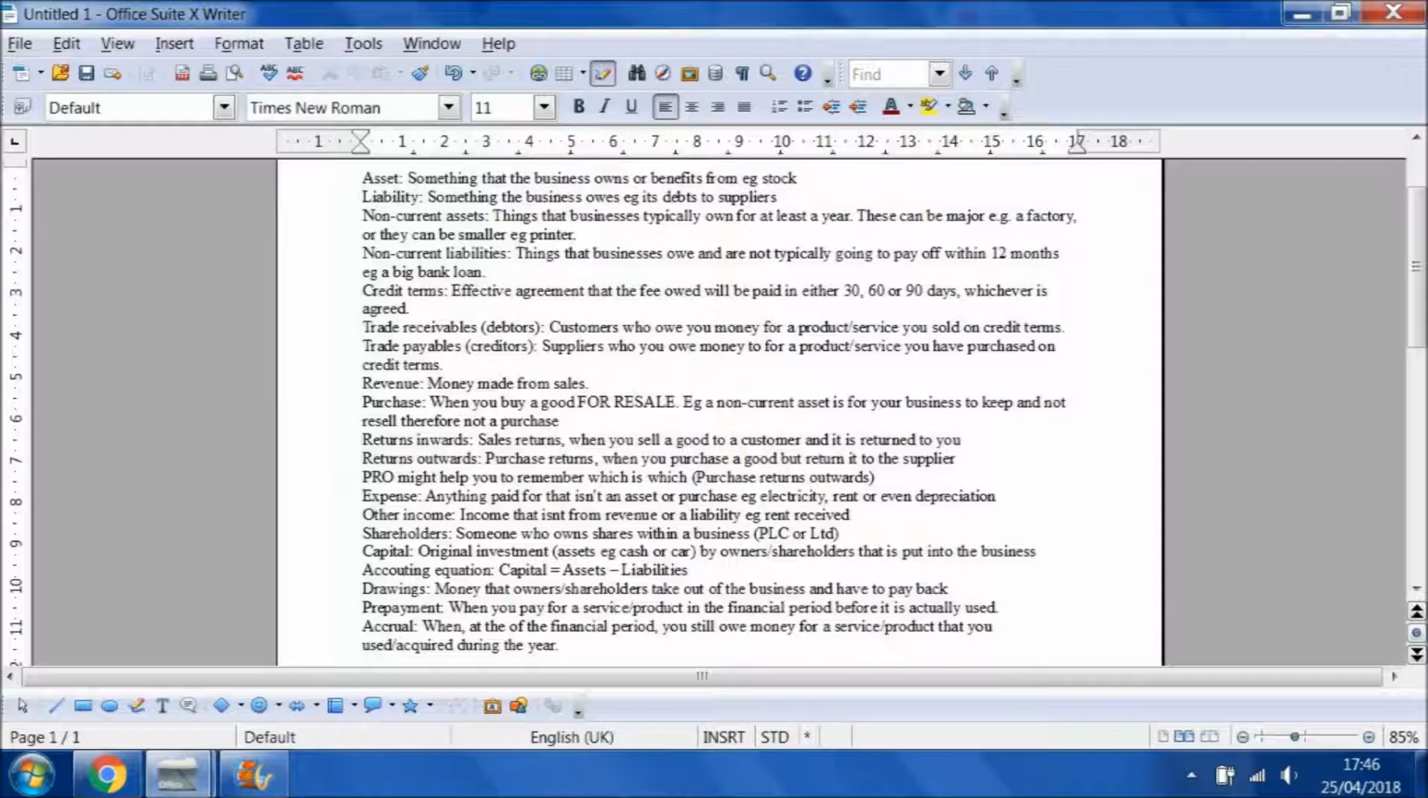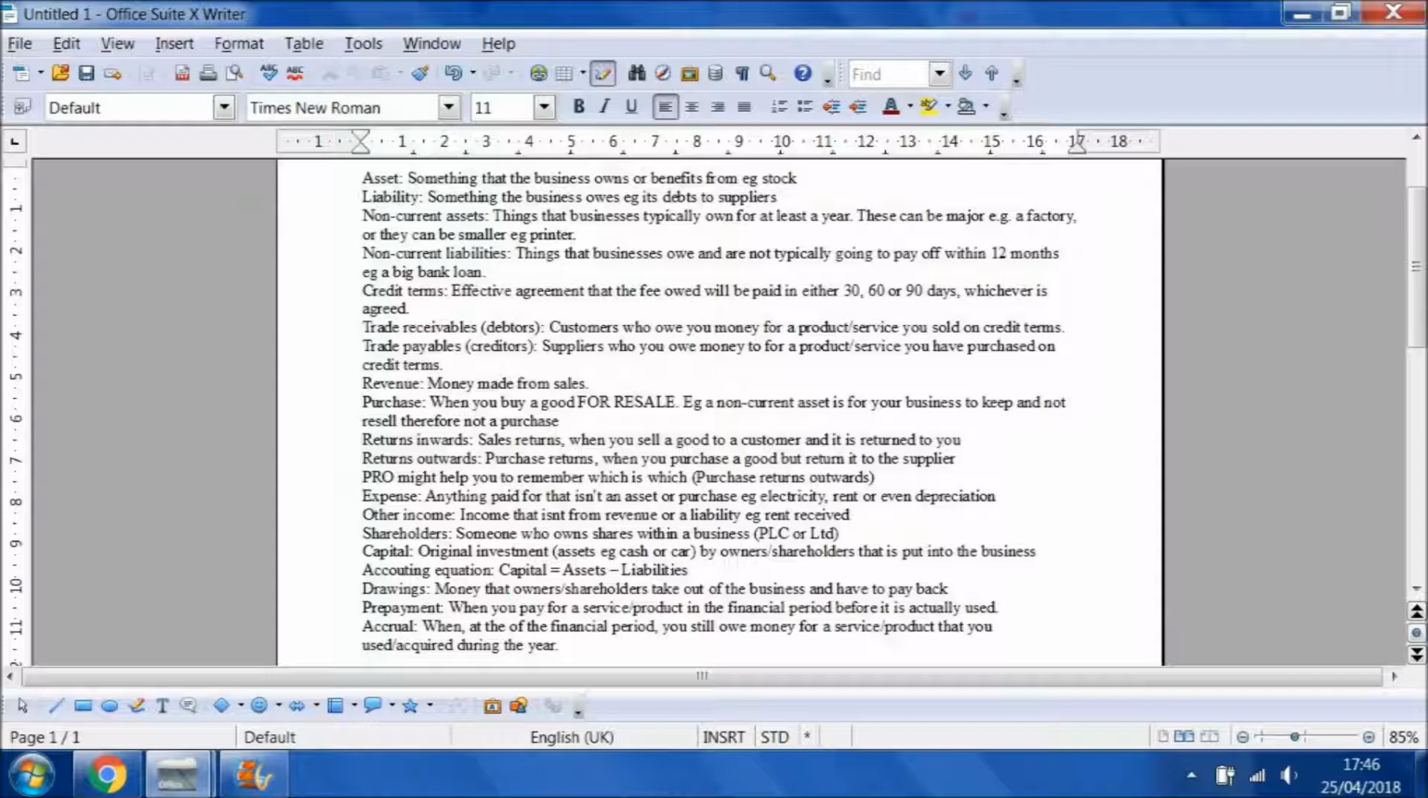Expenses are anything that is paid for that's not an asset or purchase. For example, your electricity, rent, or even depreciation. Other income is income that isn't from your revenue or a liability. For example, rent received is another income.